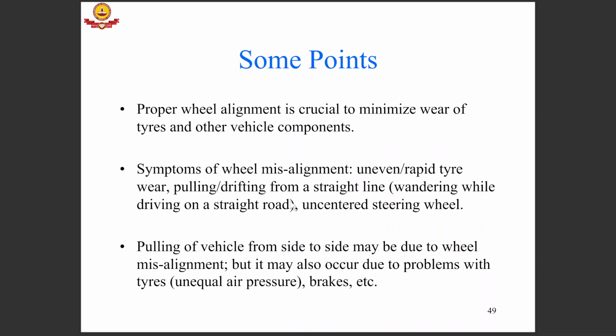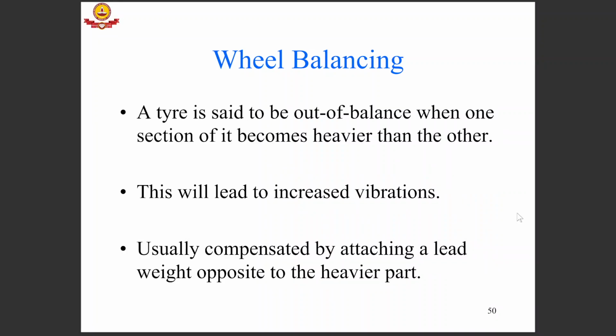So there are some points which we can quickly go through. Proper wheel alignment is crucial to minimize wear of tire and other vehicle components. Symptoms of wheel misalignment are uneven or rapid tire wear, pulling or drifting from a straight line, and uncentered steering wheel. Pulling of the vehicle from side to side may be due to misalignment, and it can also occur due to unequal tire pressure, because your tire radii would also get impacted with this, and of course with brakes.